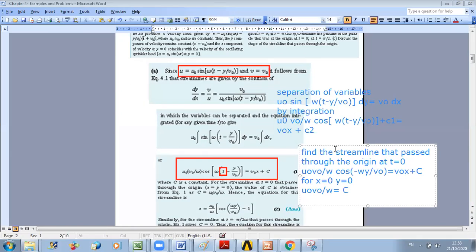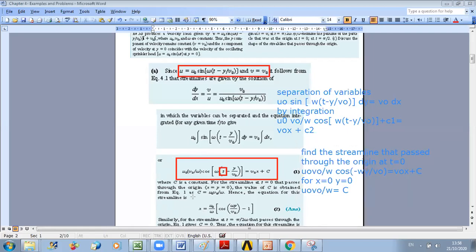This equation is for the streamline that passes through the origin at t equals 0, and you will obtain this form when you replace. You will obtain that x is equal to v0 over w, if you take it into common, times cosine wy over v0 minus 1.